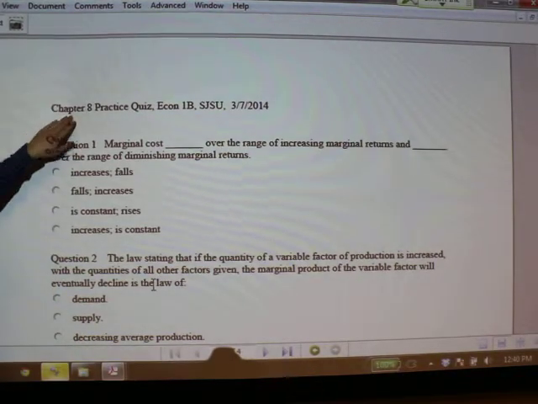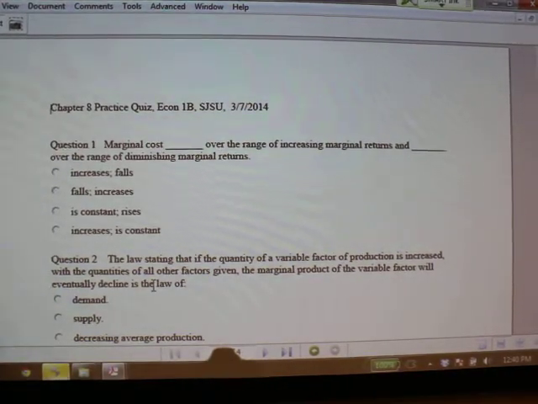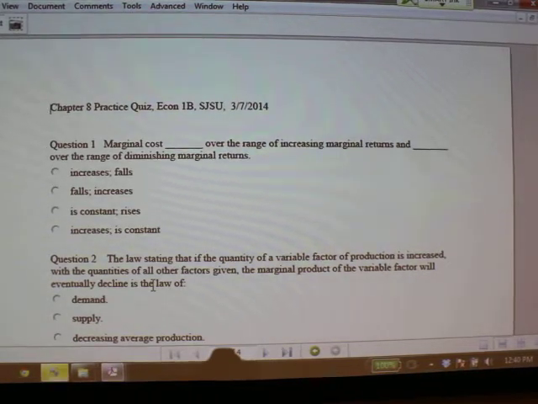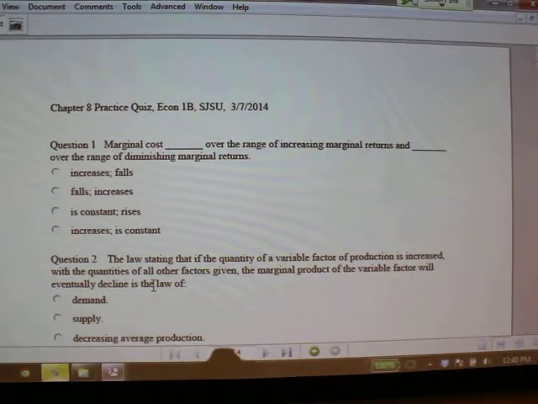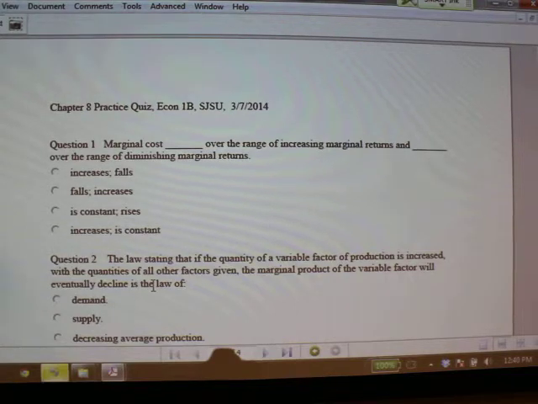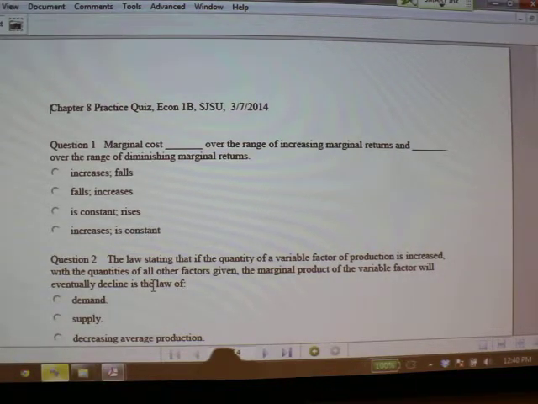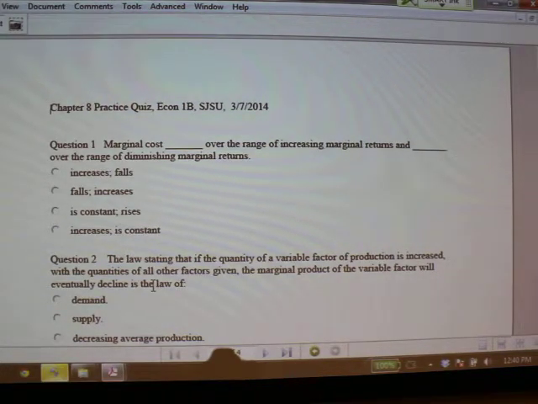This Chapter 8 practice quiz contains 10 questions, and the first one asks you to fill in the blanks. Marginal cost blank over the range of increasing marginal returns and blank over the range of diminishing marginal returns. The answer is B, falls and then increases.